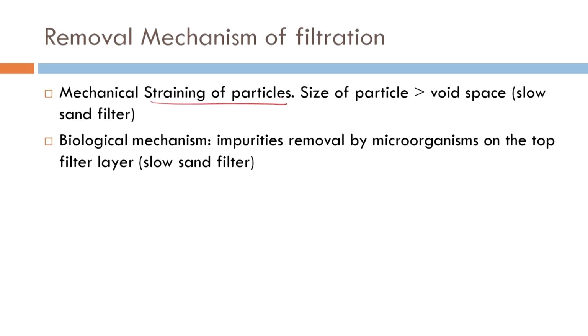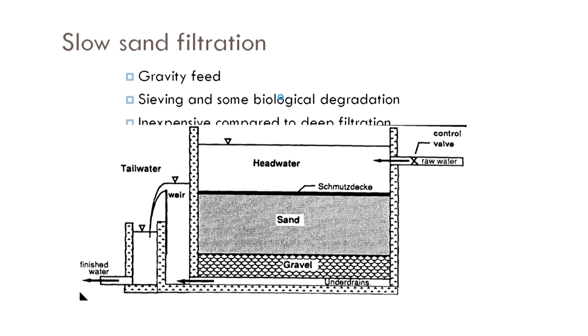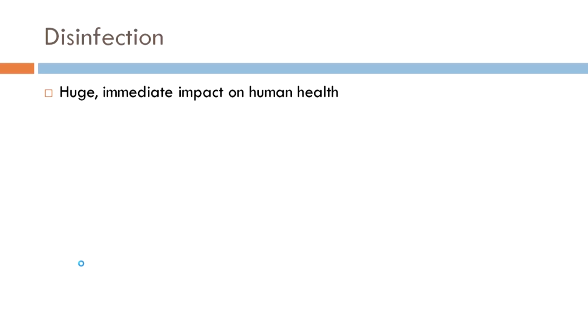Another is a biological mechanism, where microorganisms develop and degrade the impurity, or it can be adsorbed onto the filter or settle on the filter. Without getting too technical, the general aspect is you have sand and gravel, water comes in and filters through and is removed, and treated water comes out. That is what we have here, pretty simple.